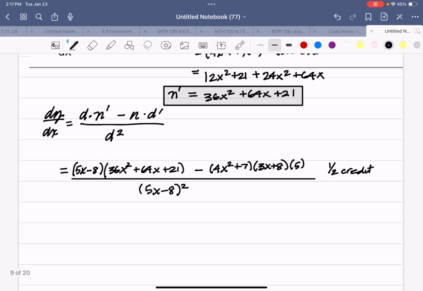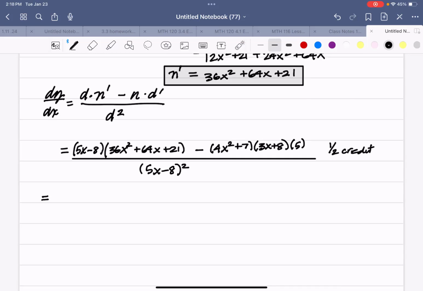And simplifying this is where it gets to be the toughest. So now I have to distribute this binomial, 5x minus 8, to all three terms of the trinomial, and then come back and multiply the negative 8 times all three terms in the trinomial. And I've got to watch my signs carefully. So 5x times 36x squared is going to be 180 x cubed.